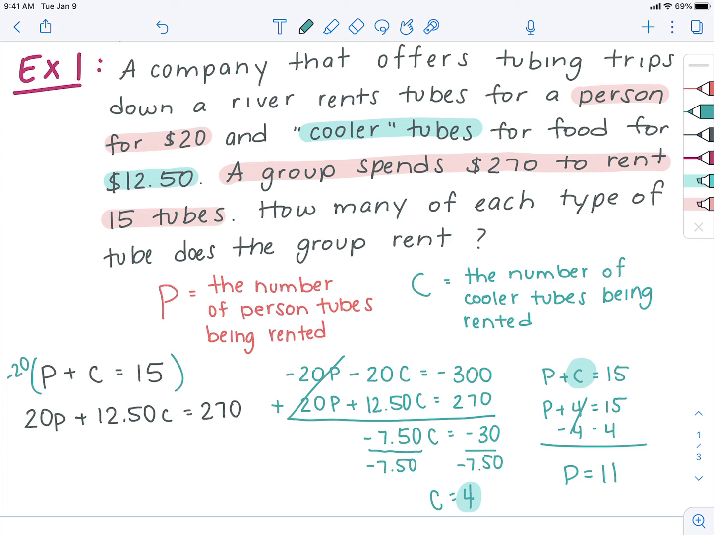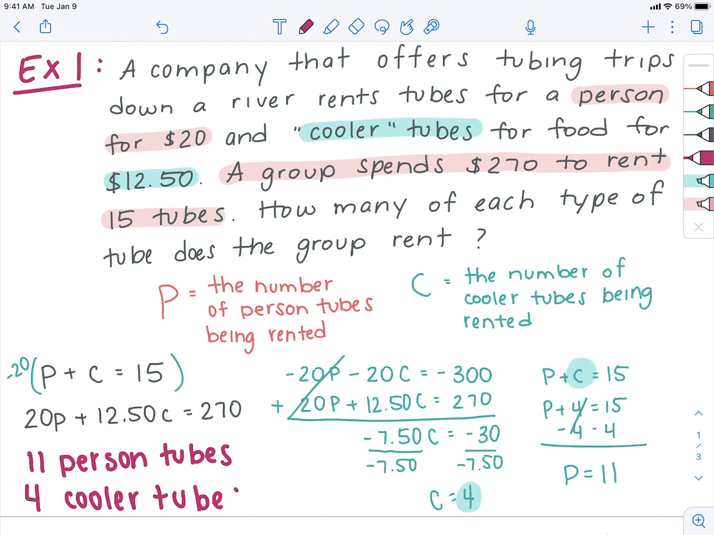So I could say for my final answer, I have 11 person tubes and 4 cooler tubes.